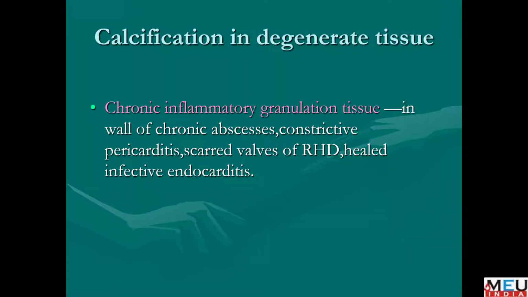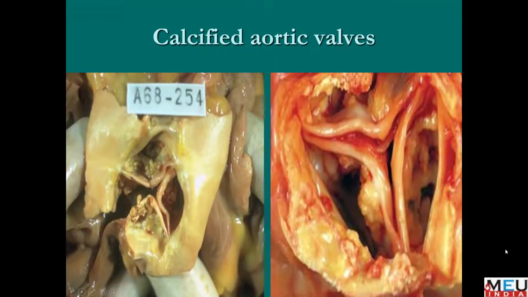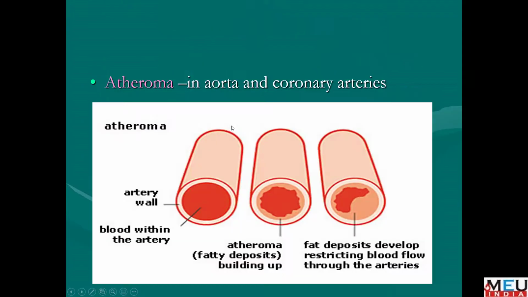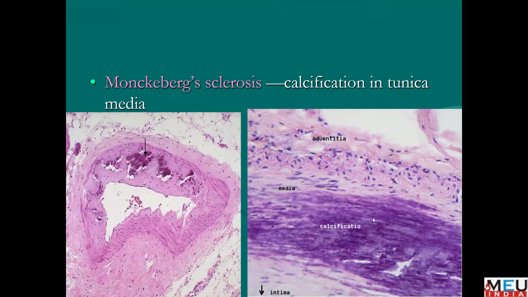constrictive pericarditis, scarred valves in rheumatic heart disease, and healed infective endocarditis, they also cause chronic inflammatory granulation tissue. If you see here, these are the calcified aortic valve. Now, this is the atheroma in aorta and coronary artery. There are fatty deposits. They start building in the wall of the blood vessel, and gradually they grow in size, restricting the blood flow through the arteries. Monckeberg sclerosis, that is calcification in tunica media.